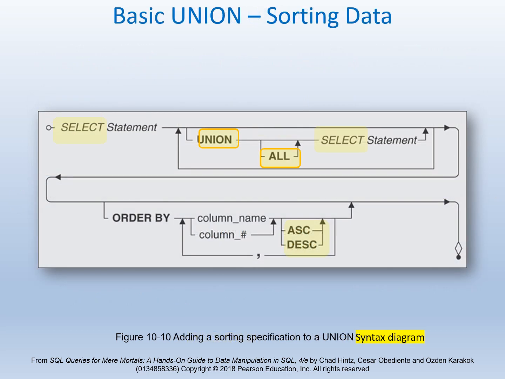This is the syntax diagram, again, of the basic union, but it also includes the order by clause with the optional commands of ascending and descending. Notice there is one order by clause even though there are two select statements. With a union, regardless of the number of select statements, you only need one order by clause.